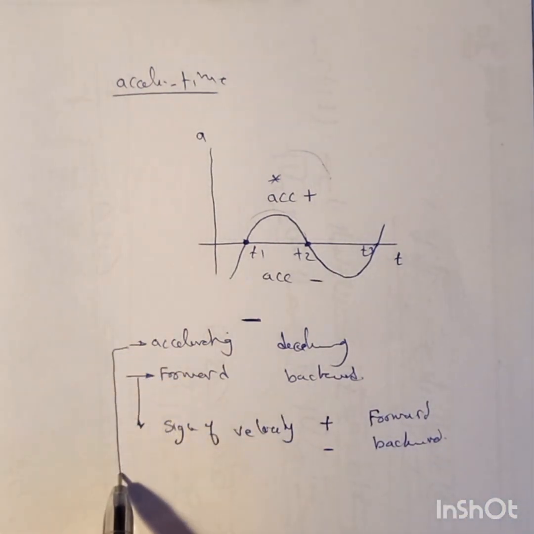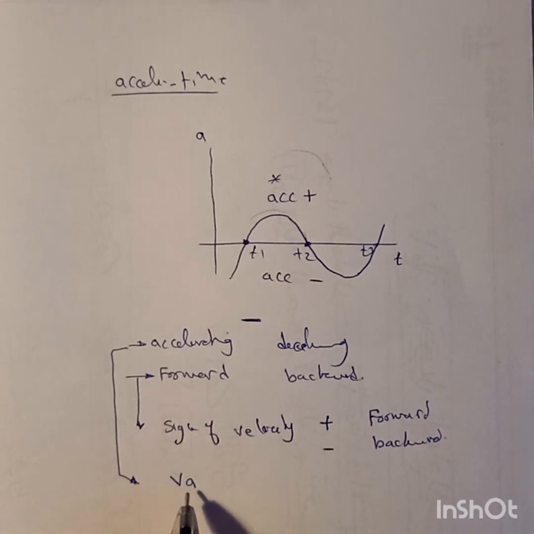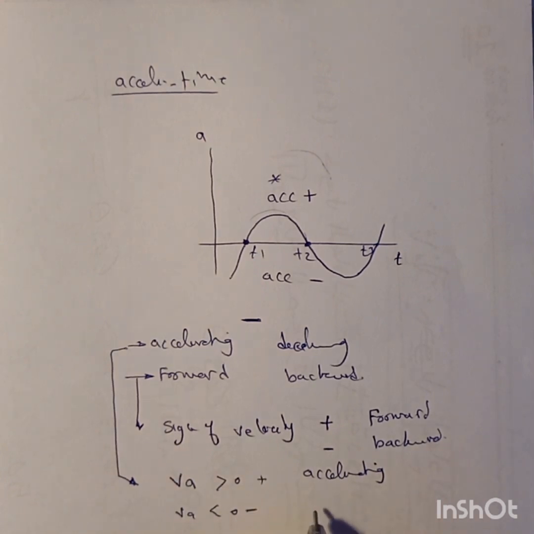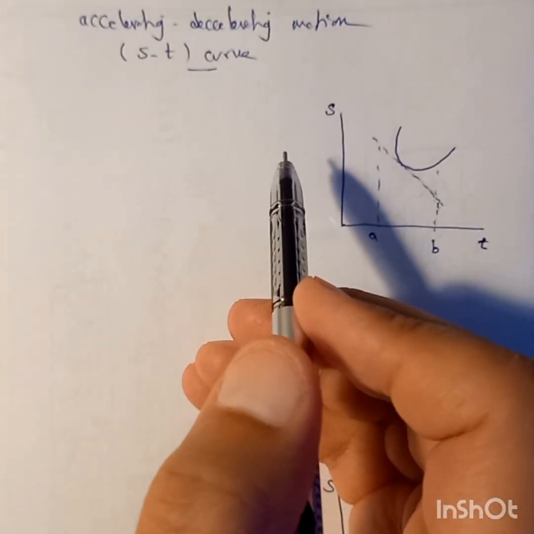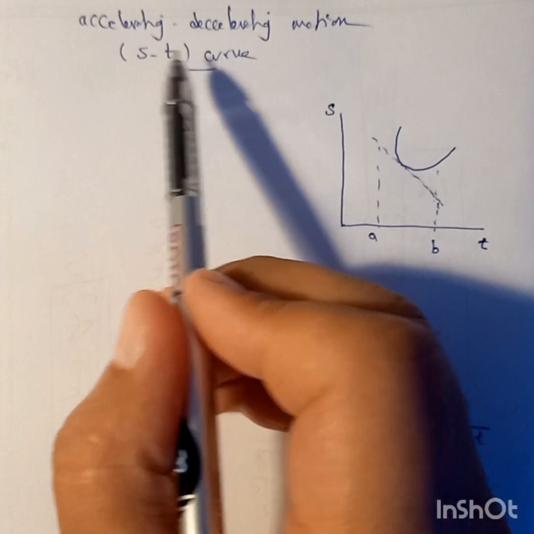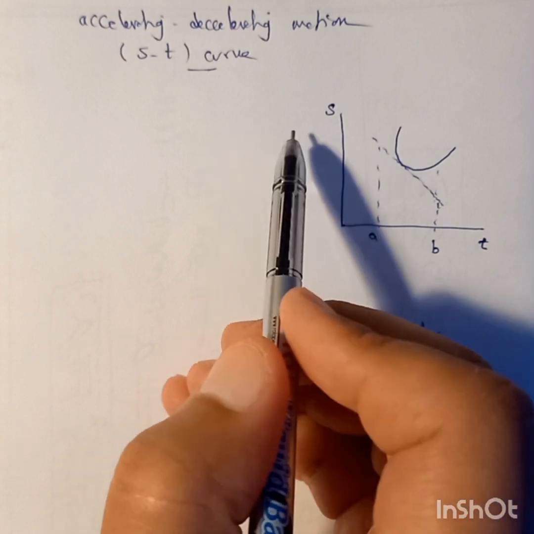For acceleration or deceleration, we have to check the sign of VA, the velocity times the acceleration of the motion of this body. If this product VA is greater than 0, then the motion is accelerating. If VA is less than 0, that is negative, then the motion of this body is decelerating. Now we are going to apply the previous explanation about each of these curves to identify if the motion is accelerating or decelerating and whether the direction of motion is forward or reverse.